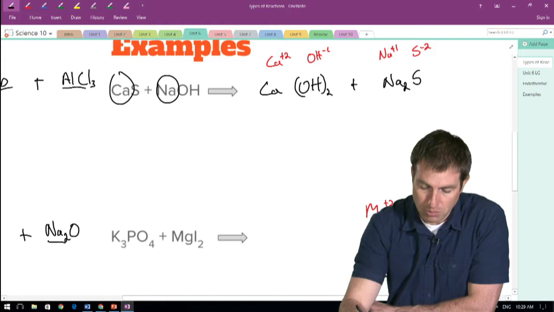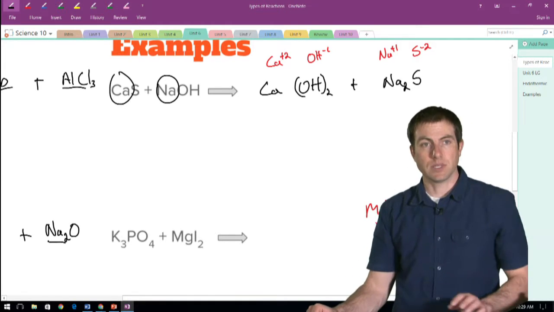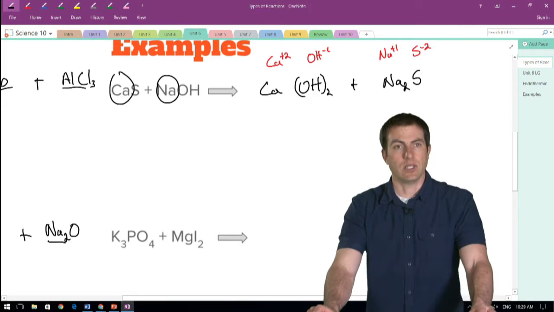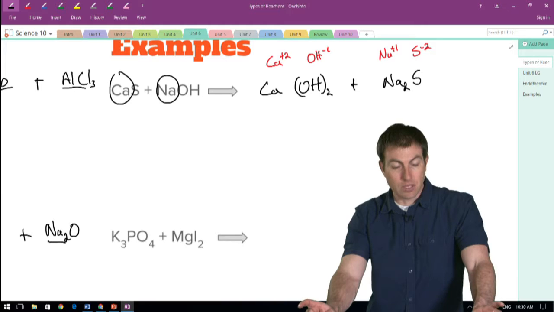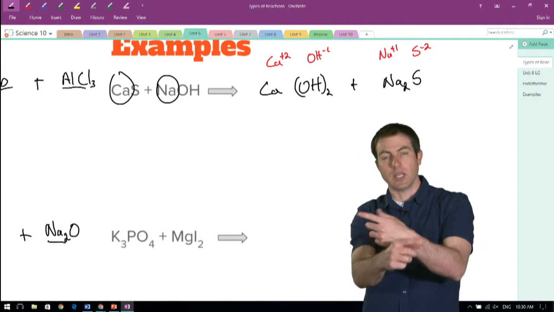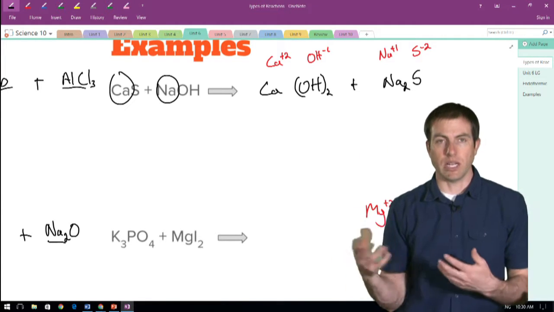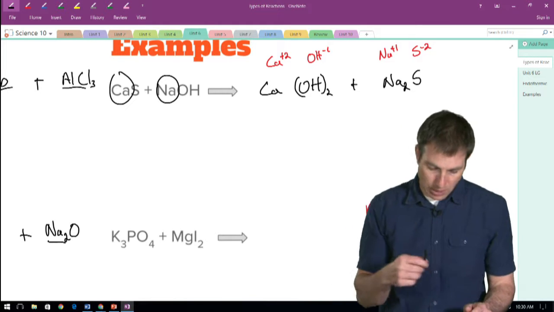And at this point I could balance if I wanted to, but I don't because I'm lazy. It just takes too long to do it all. So there you go. The metals have swapped, essentially metal with a metal, and I end up with two new compounds. The same thing can happen down below.